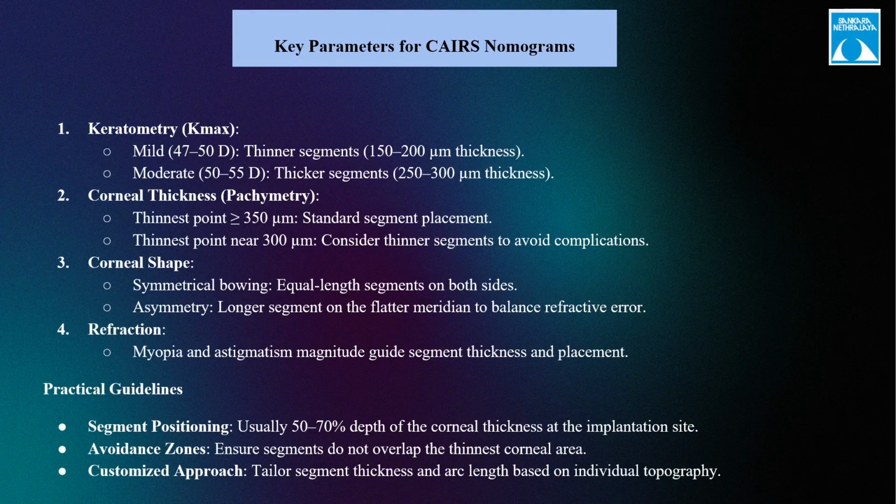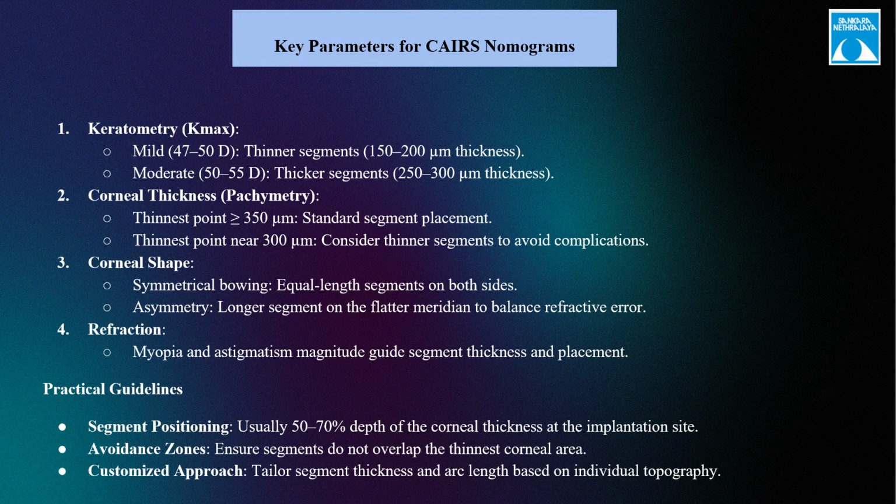So let us discuss some of the parameters that are being considered by surgeons all over the world for CAIRS. Different nomograms are in use right now. We have different parameters which we can use, like keratometry K-max, corneal thickness pachymetry, the corneal shape, and the refraction. For K-max, if it is between 47 to 50 diopters, thinner segments of 150 to 200 micron thickness are being used. For moderate, 50 to 55 diopters, thicker segments of 250 to 300 microns are being used.